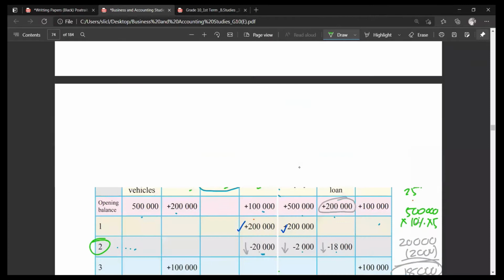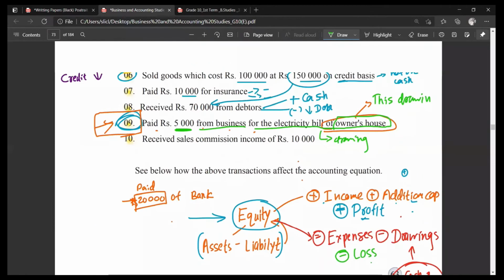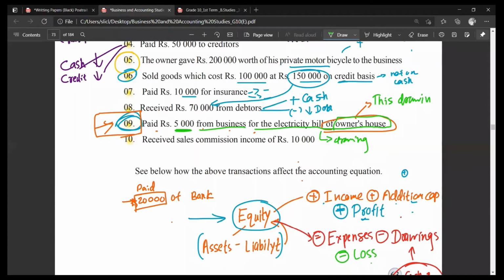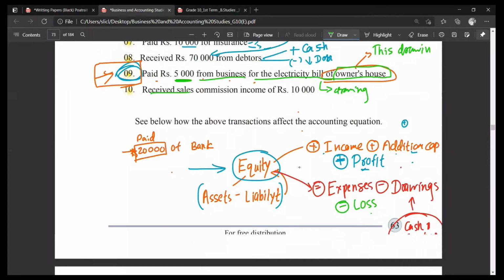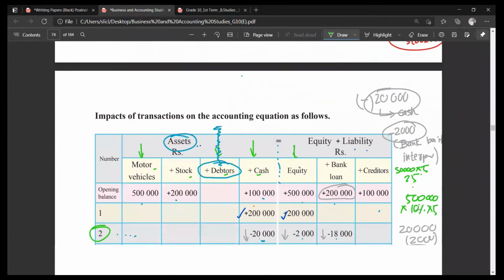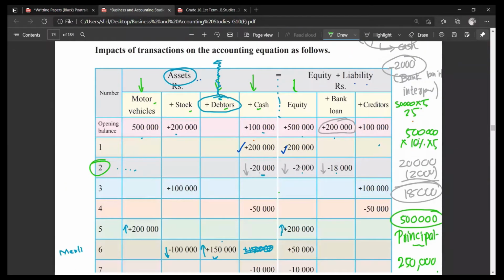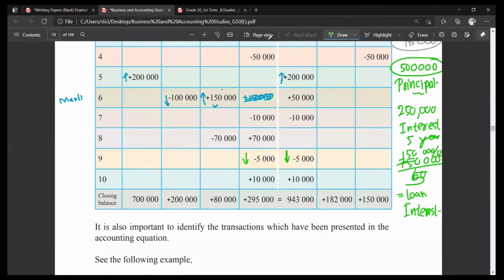So the 10th one: received sales commission or income of 10,000. Okay, we have already received it. Definitely our cash asset will be increased and also our equity will be increased.